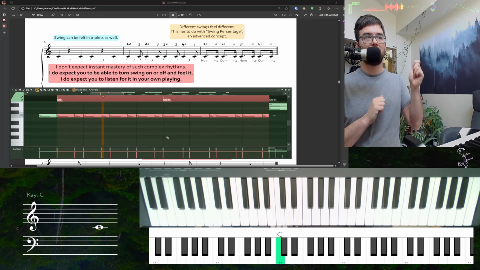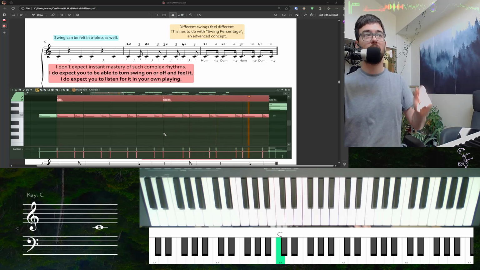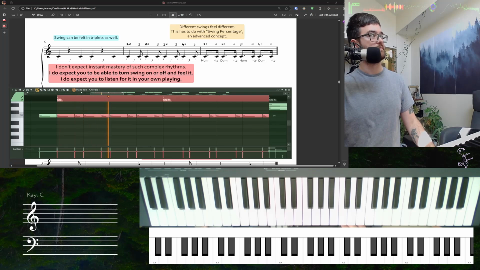Ba ba ba ba ba ba. That's swing ratio, okay? That's a tricky one, ain't it?